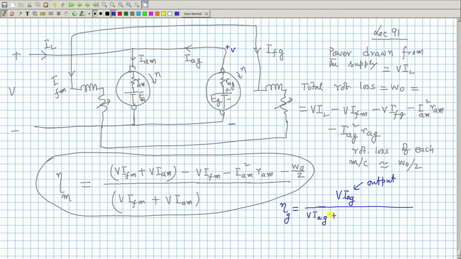What are the losses? Field copper loss VIFG plus armature copper loss IAG square into RAG plus the rotational loss W naught by 2. This will be the efficiency of the generator.